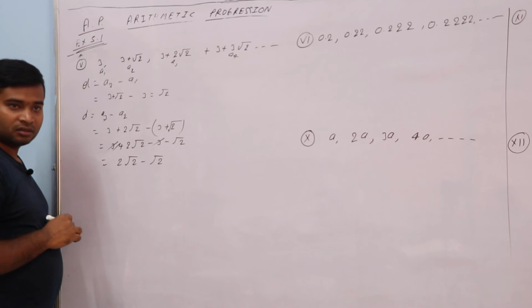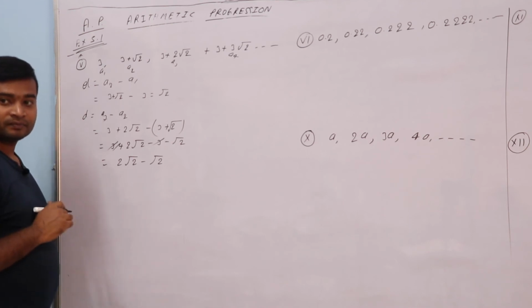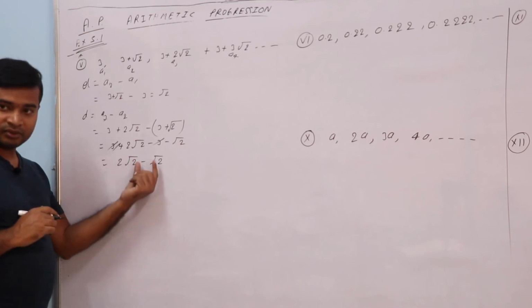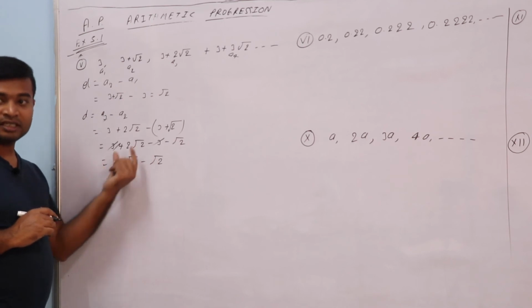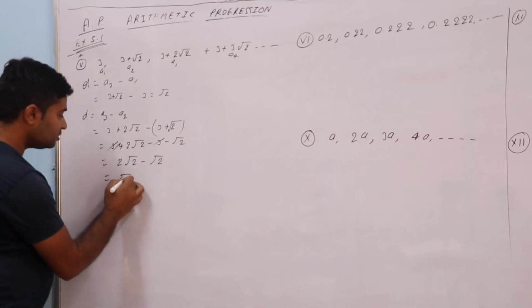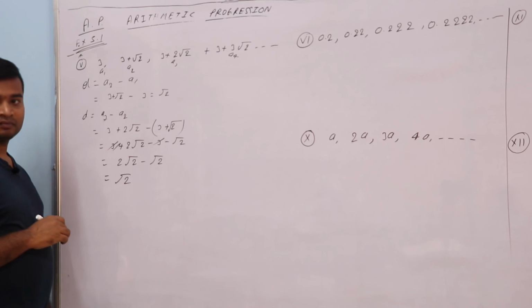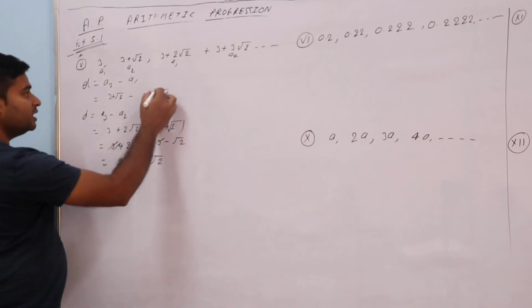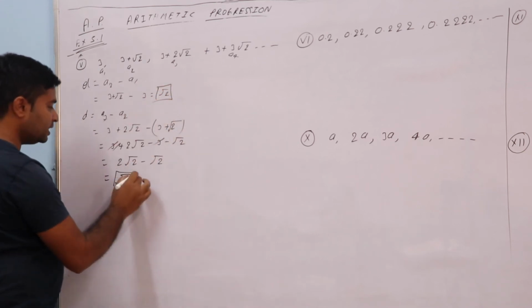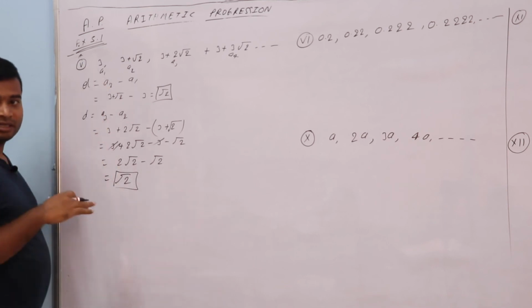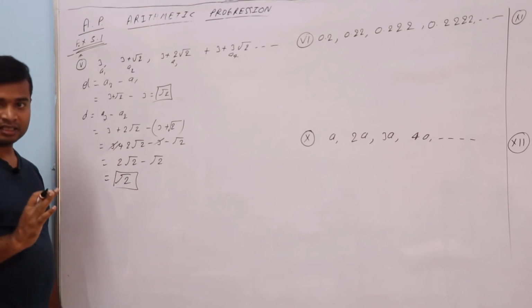Now 2 root 2 minus root 2. This is 2 units, this is 1 unit, so the answer will be just root 2. So see here also D is the same. Here also D is the same. If it is the same, this is in AP.